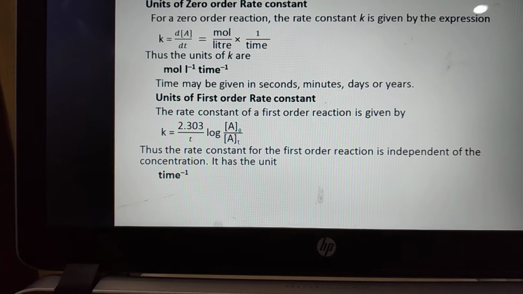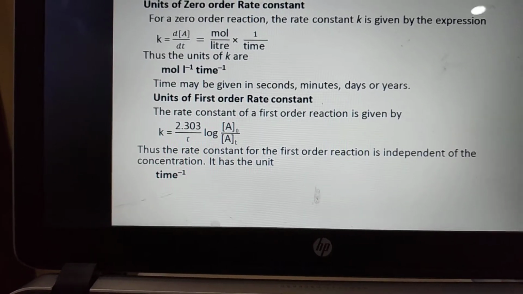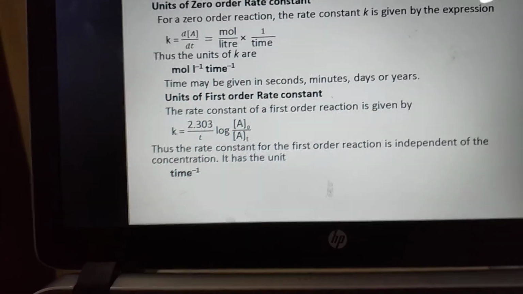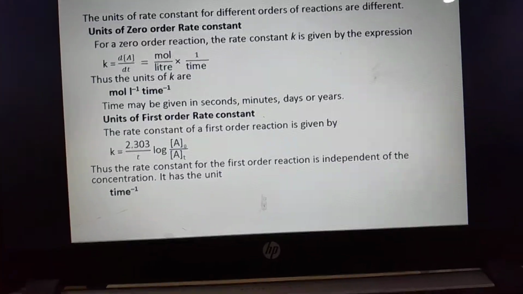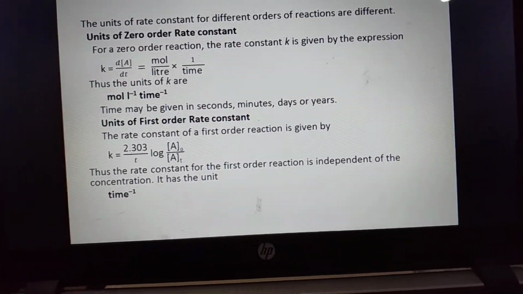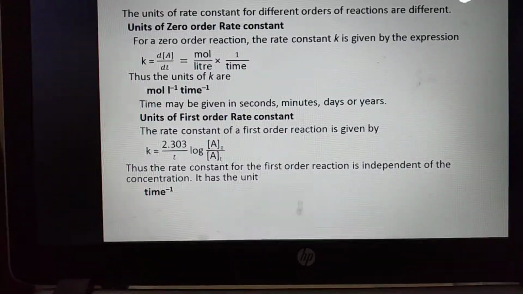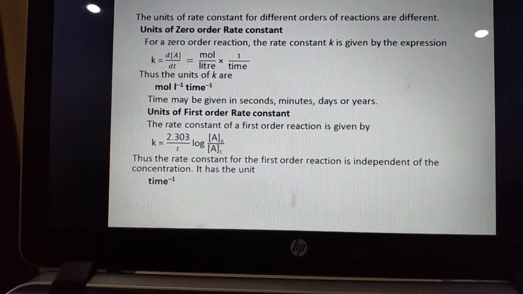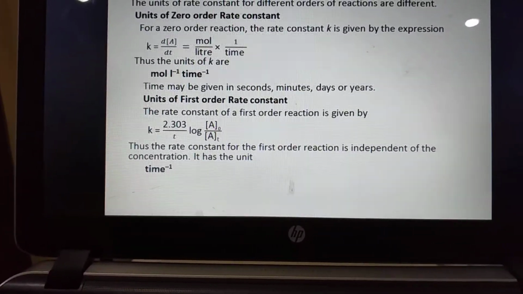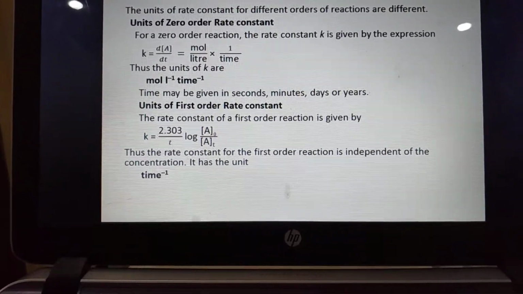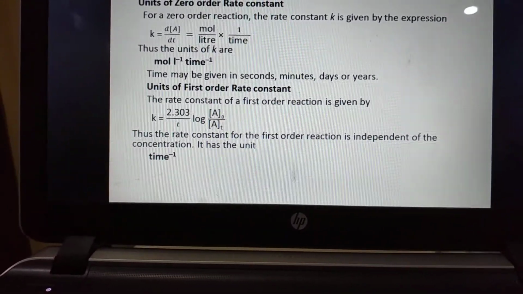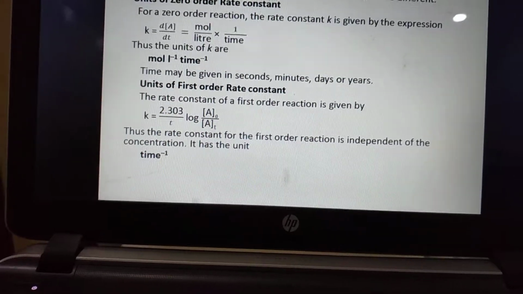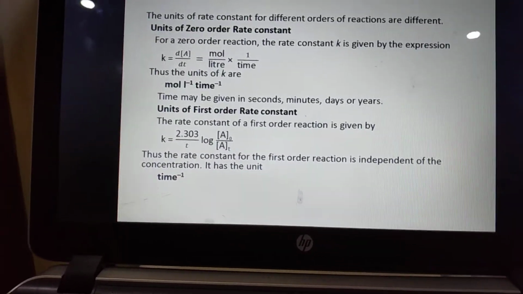For the first order reaction, the rate constant is, from the equation, k is equal to 2.303 divided by time into log of A naught over At. A naught is the initial concentration, and after time t, At is the final concentration. So thus the rate constant for the first order reaction is independent of concentration units, because A naught over At are both concentrations and cancel the effect of each other. So thus it has the units of per time.